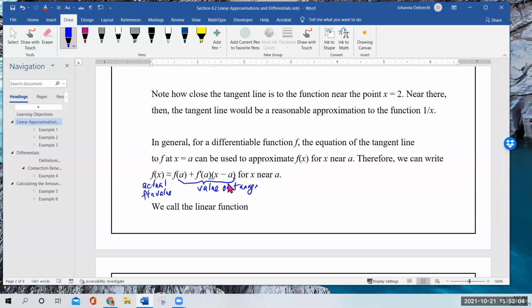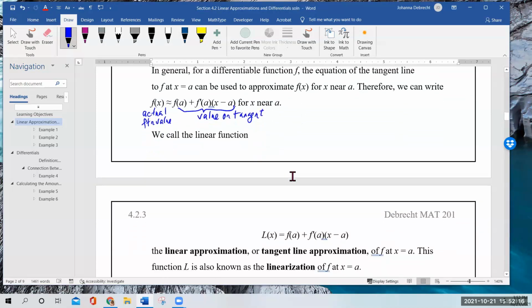In other words, the one on the left is that red-orange graph, and the one on the right is that dark blue graph. As long as we stay close to the value of a, they should be a decent approximation. We call this expression that you see on the right side the linear approximation or tangent line approximation for the function f at the point x equal a. It's really just the equation of the tangent line.